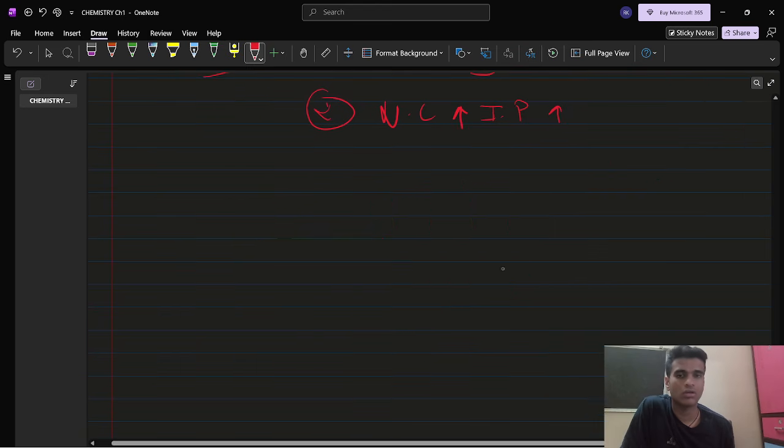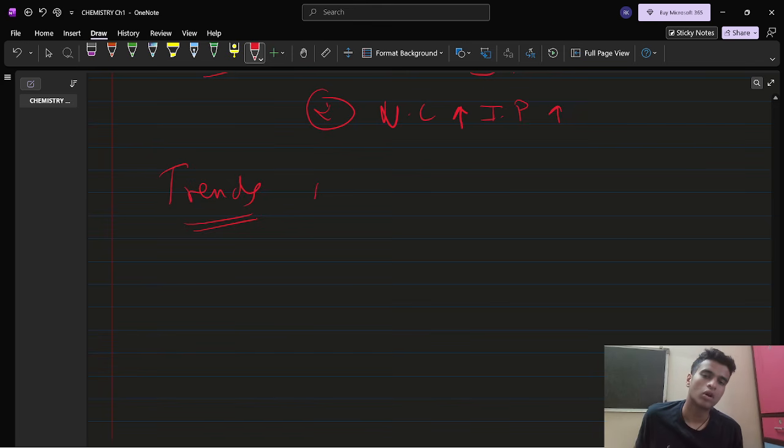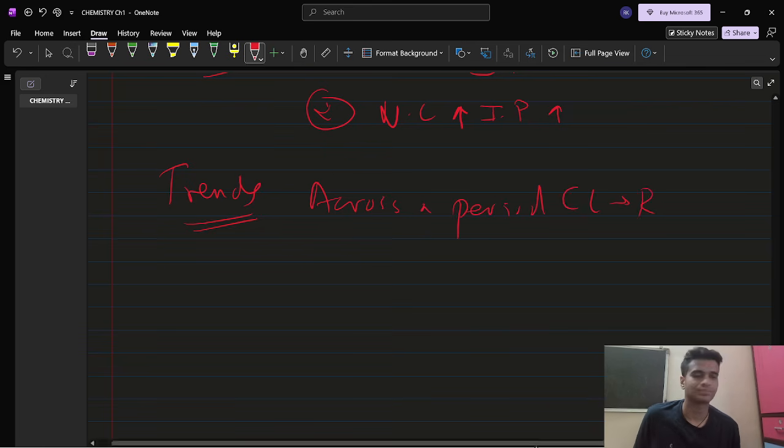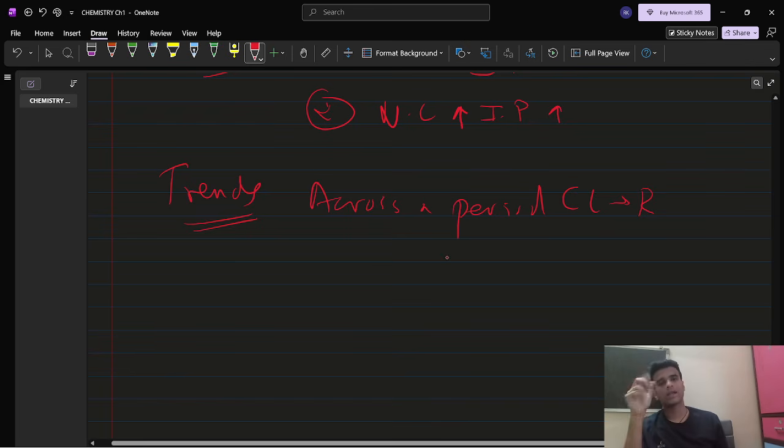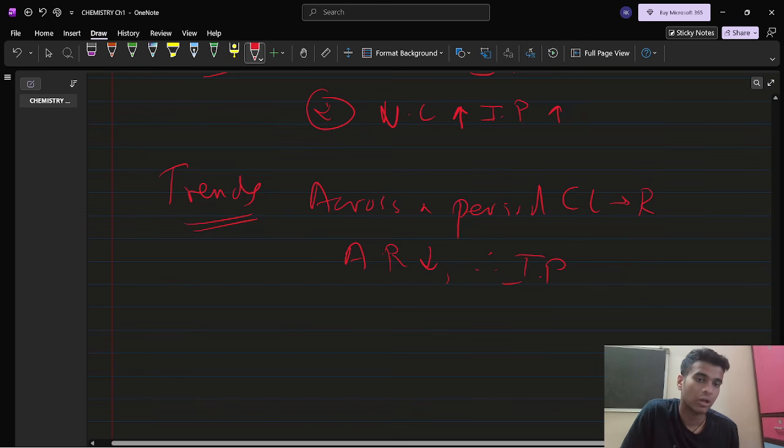So trends I will do now. Trends in this mainly is, across a period from left to right. Left to right, what happens? Atomic radius, we have studied earlier, atomic radius decreases. So atomic radius decreases, therefore ionization potential will also decrease or increase? It will increase.